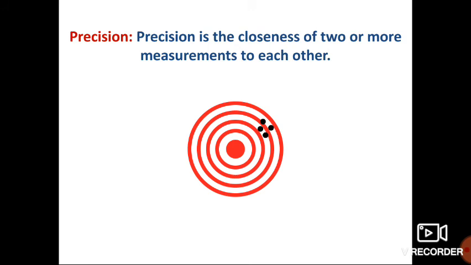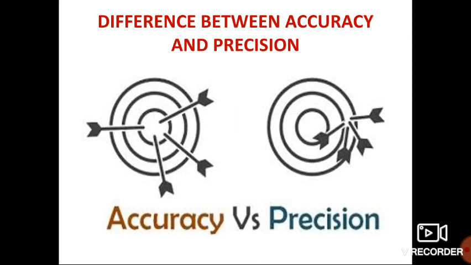Precision is the closeness of two or more measurements to each other. So here this is a closeness of two or more measurements to each other. This is called precision. Then the difference between these two, accuracy and precision: accuracy means the most accurate one, and precision means almost the same values.